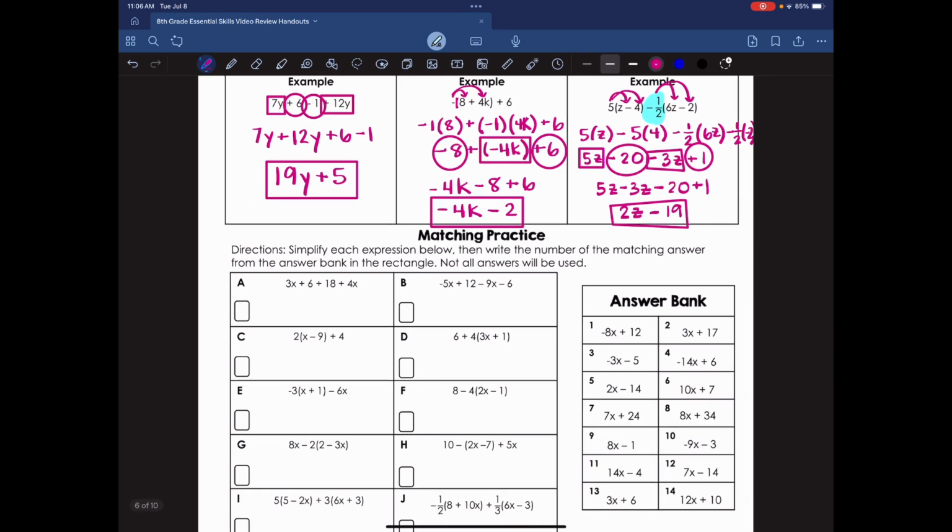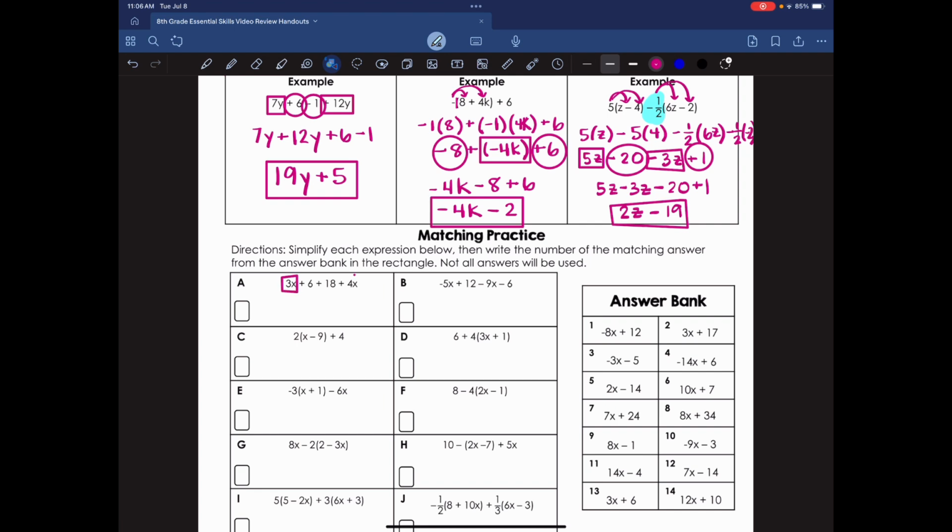So simplify each expression below, then write the number of the matching answer from the answer bank in the rectangle. Not all answers will be used. So let's look at this first one. There is no distribution, so I'm going to jump in right away with identifying my like terms.